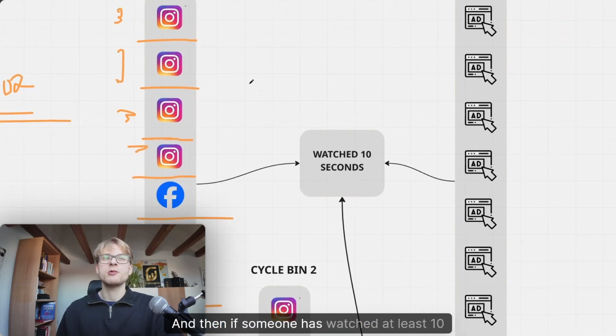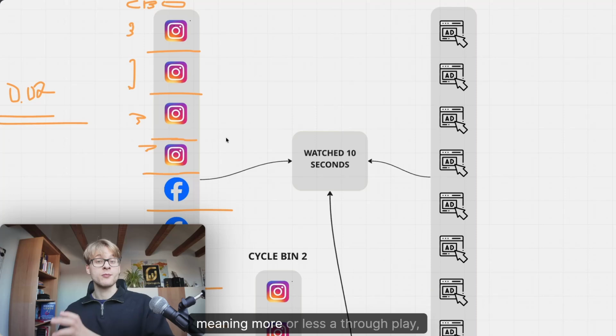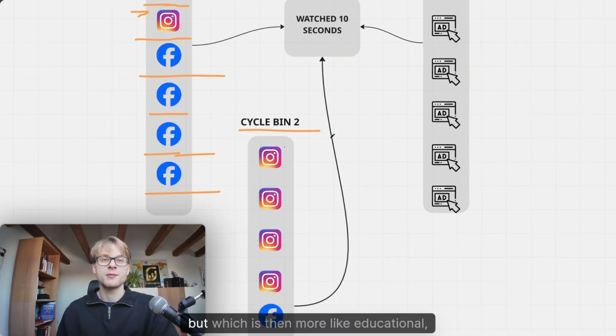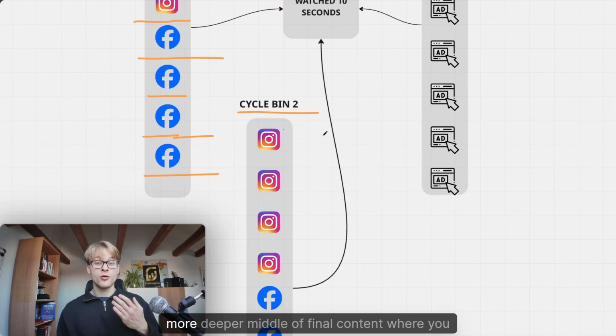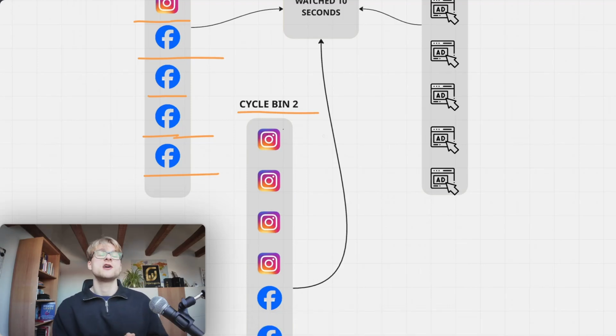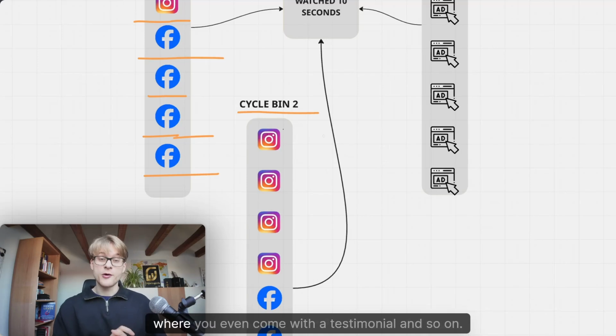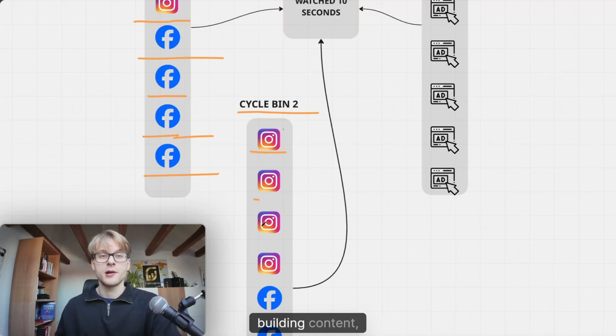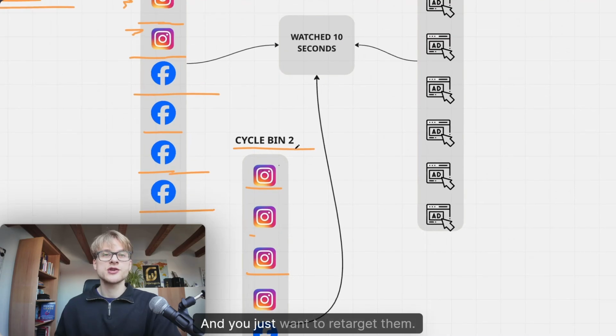And then if someone has watched at least 10 seconds of this first video, meaning more or less a through play, you want to target them with a second content cycle bin, which is then more educational, deeper, middle of funnel content, where you actually lay down something, where you're speaking on a stage, where you explain the business model, where you even come with a testimonial and so on. So more trust building content, more authority building content, and educational content. And you just want to retarget them.